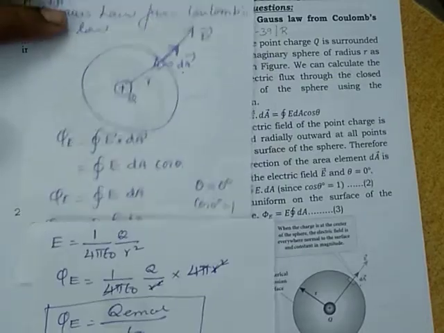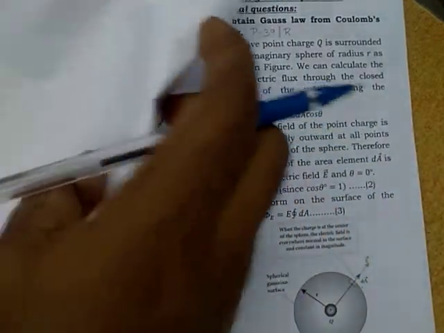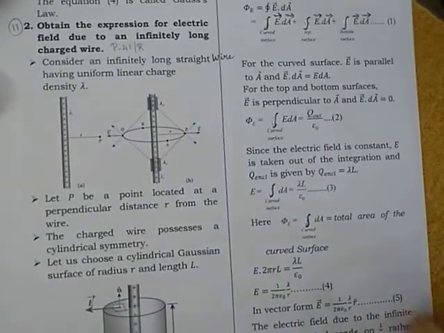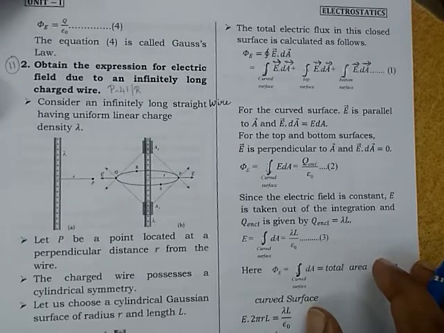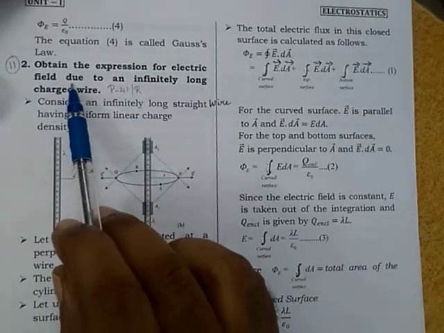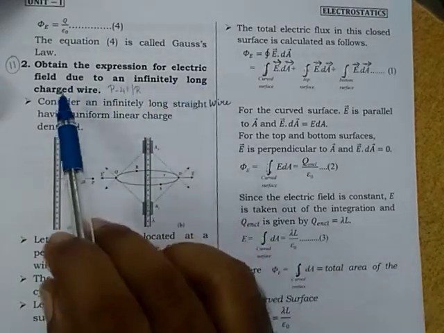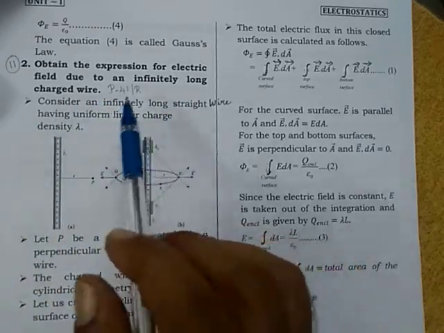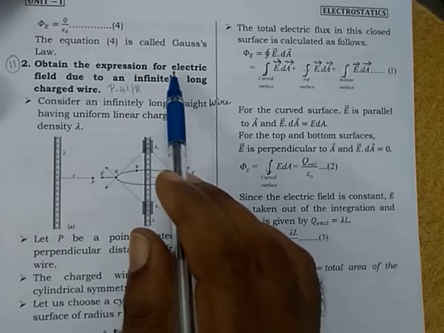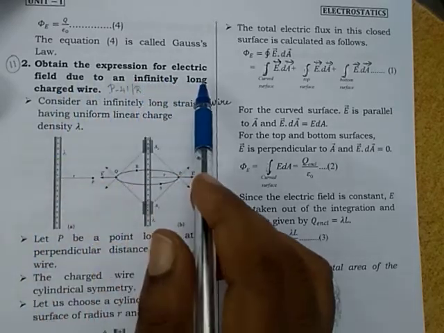The next question is the application of Gauss law. This is one of the applications of Gauss law. Using Gauss law, we can find the electric field due to an infinitely long charged wire. For this question we need to find the electric field for an infinitely long charged wire.